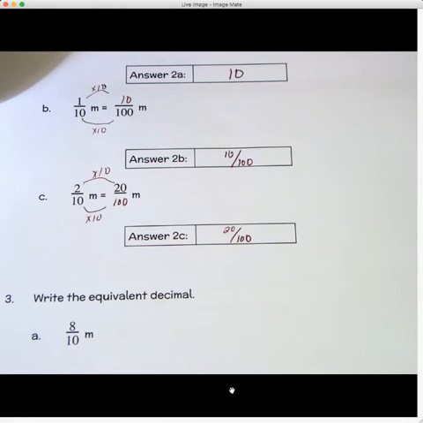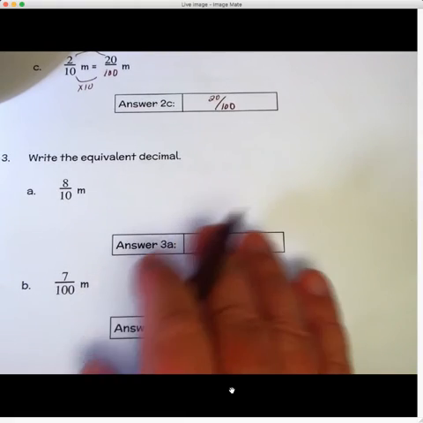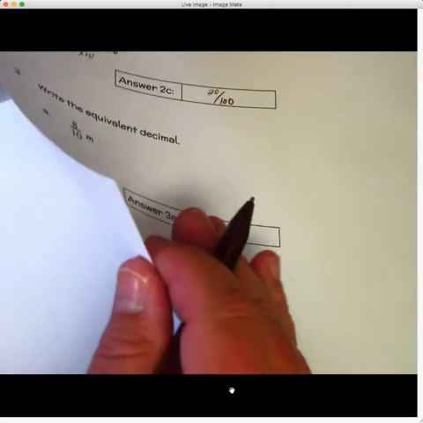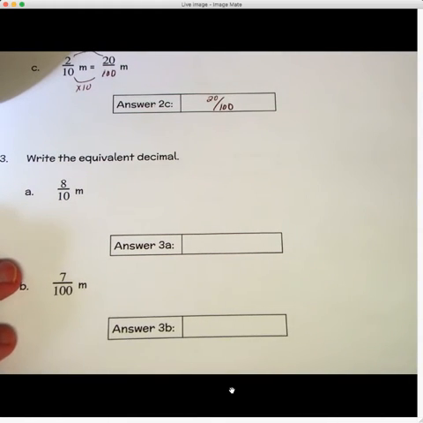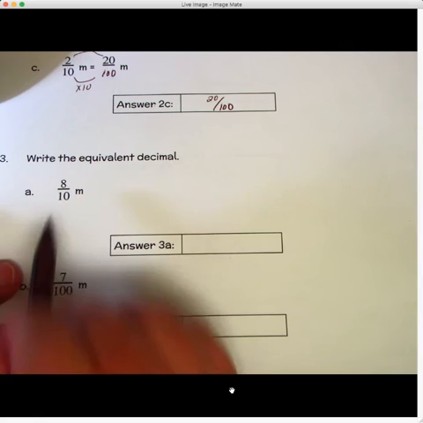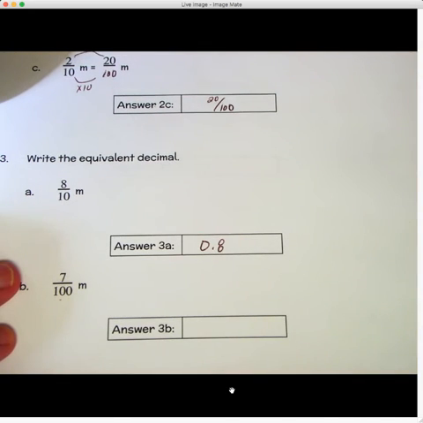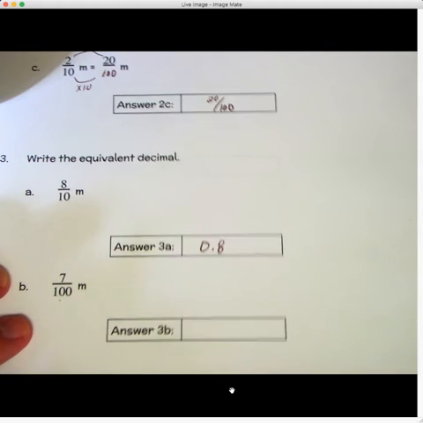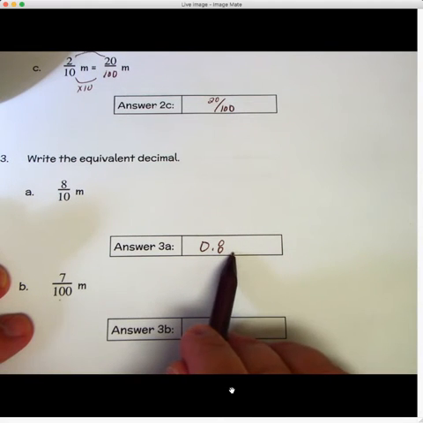Okay. Write the equivalent decimal on this next part. So the last few, we're just changing these fractions into decimals, which is super easy. We've already done that this week, except we're adding some hundredths to it. 8/10, 0.8. 7 hundredths. Now we're not going to put the 7 in the tenths place. We're going to move it over 1 and put it in the hundredths place.